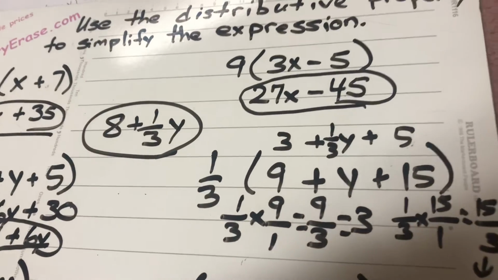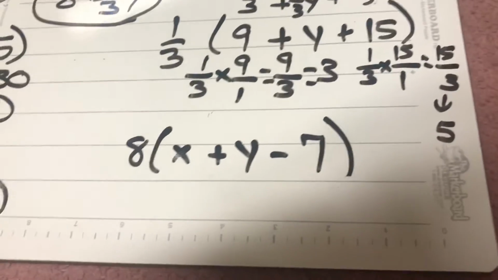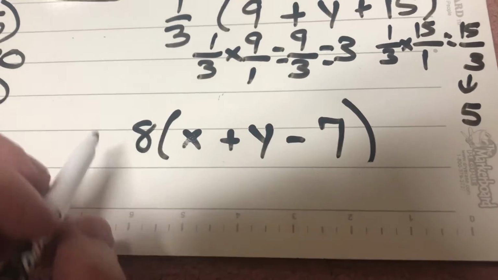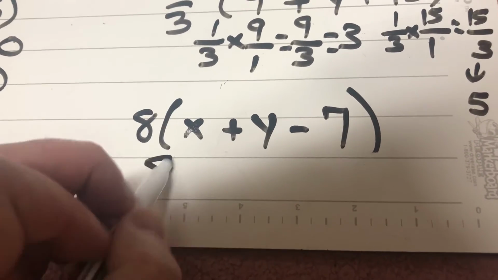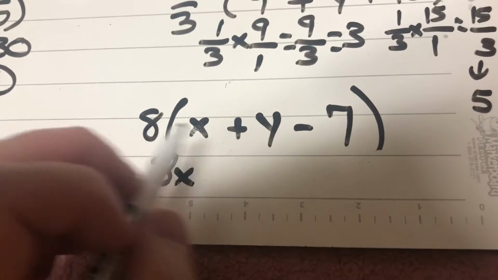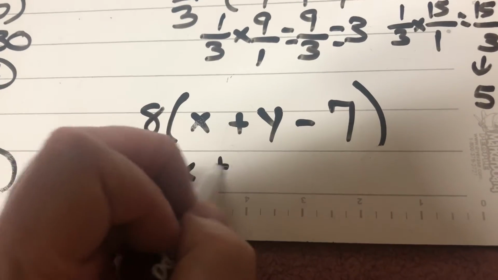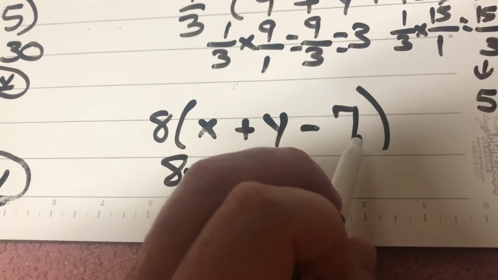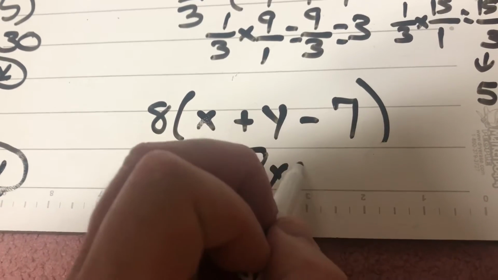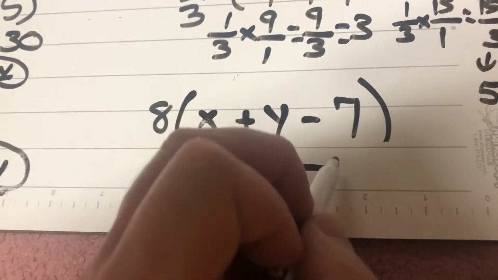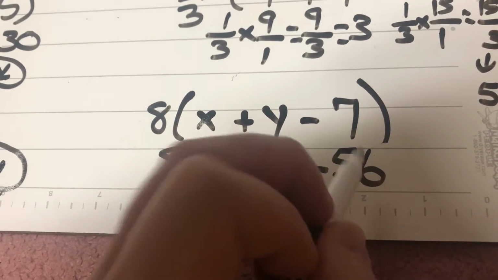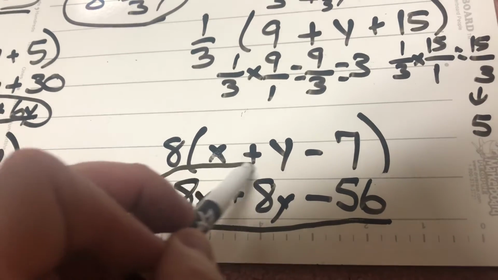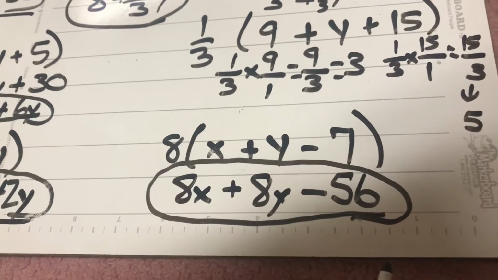That's okay too. All right, this is the last one here on this particular one. 8 times x plus y minus 7. Well, 8 times x is 8x. 8 times a plus y is going to be a plus 8y, and 8 times a negative 7, or just minus 7, so I can put my minus sign there. 8 times 7, I believe, is 56. So I end up with 8x plus 8y minus 56.